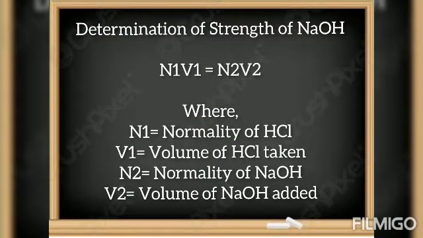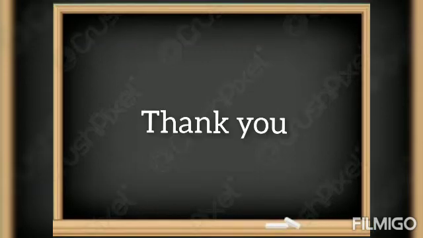Then determination of the strength of sodium hydroxide: N1V1 = N2V2, where N1 is the normality of HCl, V1 is the volume of HCl taken, N2 is the normality of NaOH, and V2 is the volume of NaOH added, that is the burette reading. From this formula we can determine the strength of sodium hydroxide. Thank you.